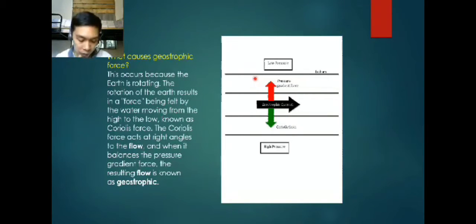So, yung effect ng geostrophic force sa surface current or sa ating karagatan, ito yung nagiging dahilan ng pagtaas ng tubig sa ating karagatan. So, yun nga, inaabot ito ng about 100 fathoms or 600 feet yung maximum depth niya. So, ayun, kaya may tinatawag tayo na high tide.